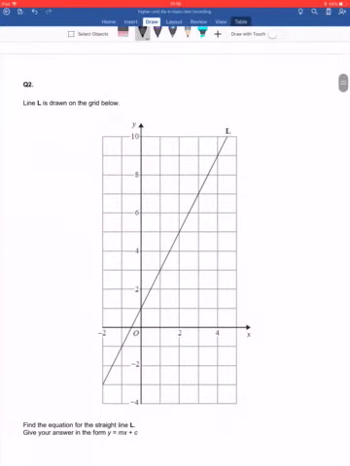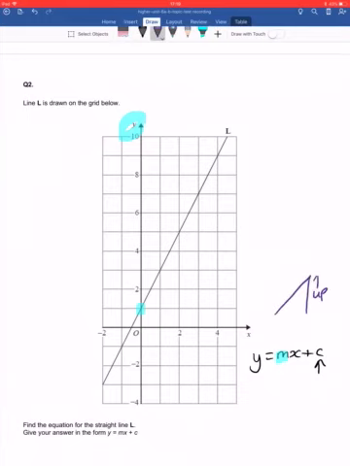Question 2. Right, you need to look at this. y equals mx plus c. Remember, this is my intercept on the y-axis here, so it would be that point there. And m is the gradient. And the gradient, it's always how far up you've gone for how far along. So it's the change in y over the change in x.